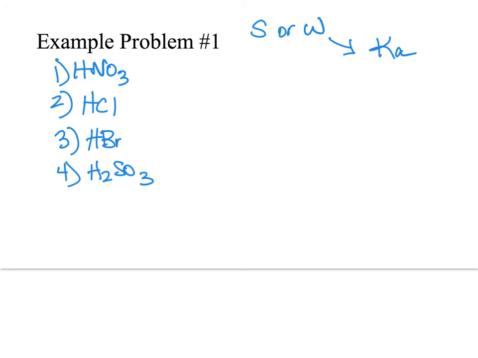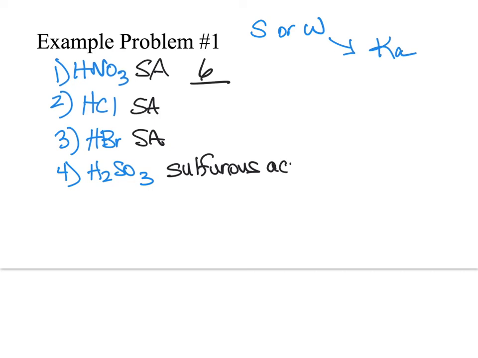To identify something as strong or weak, remember I'm going to look back at the chart that had my list of 6. You can go back and take a look at this. But nitric acid is on there, hydrochloric acid is on there, and hydrobromic acid is on there. So those 3 are all strong acids. If we look at number 4, this is H2SO3, not H2SO4. Remember, this is called sulfurous acid, and it is a weak acid.